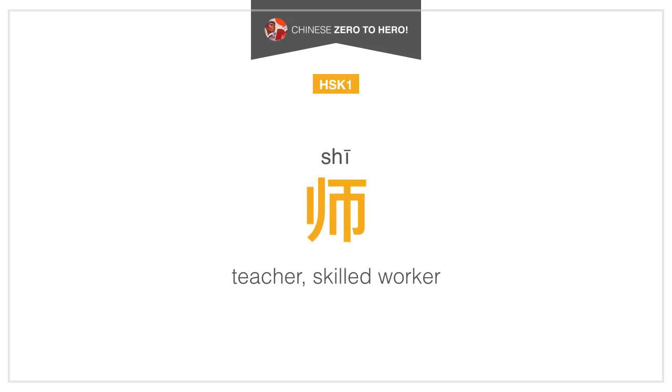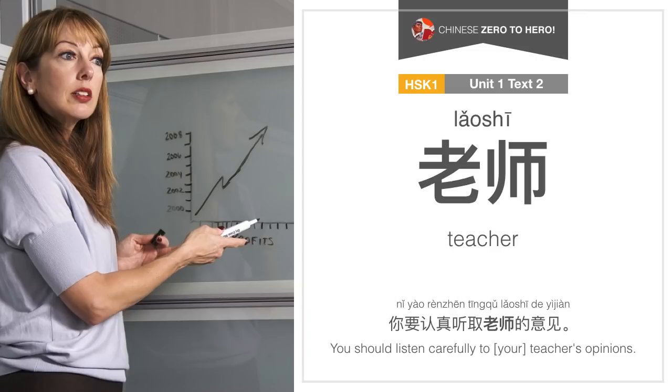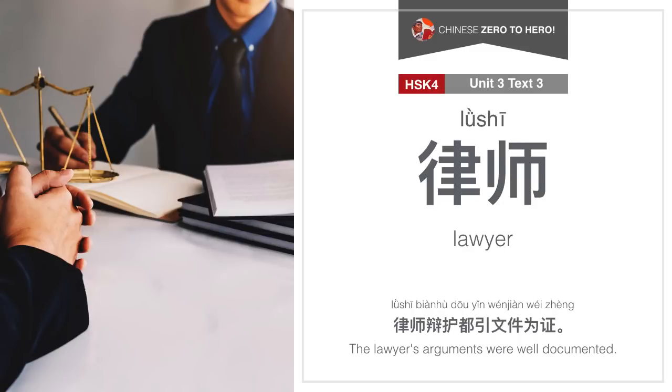The first character is 师, meaning teacher or skilled worker. 老师 means teacher. You'll learn this word in our HSK 1 online course in Unit 1, Text 2. As an example, 你要认真听取老师的意见. You should listen carefully to your teacher's opinions. 律师, which we learn in HSK 4, Unit 3, Text 3, means lawyer. 律师辩护都引文件为证. The lawyer's arguments were well documented.